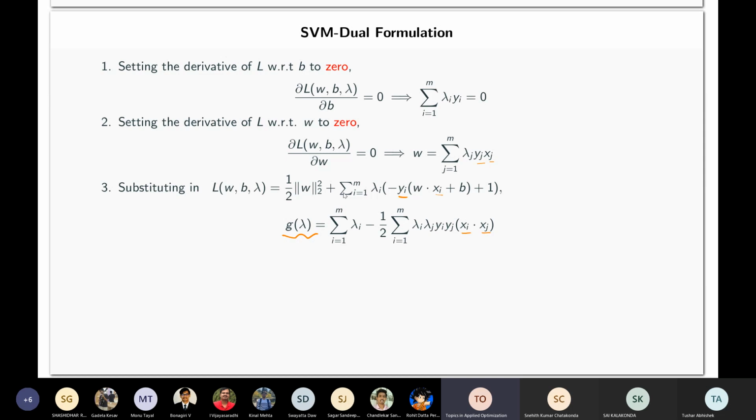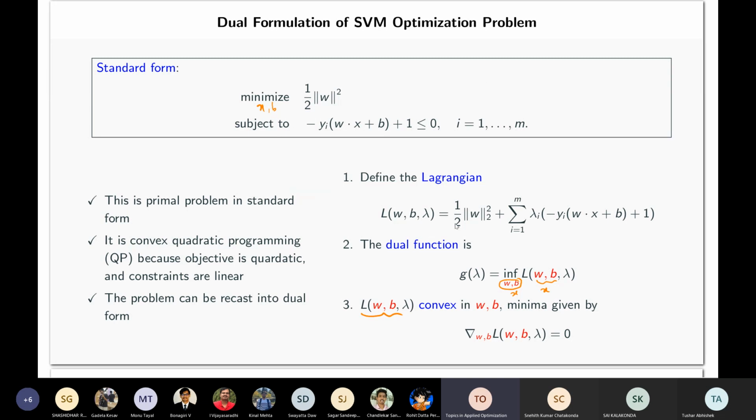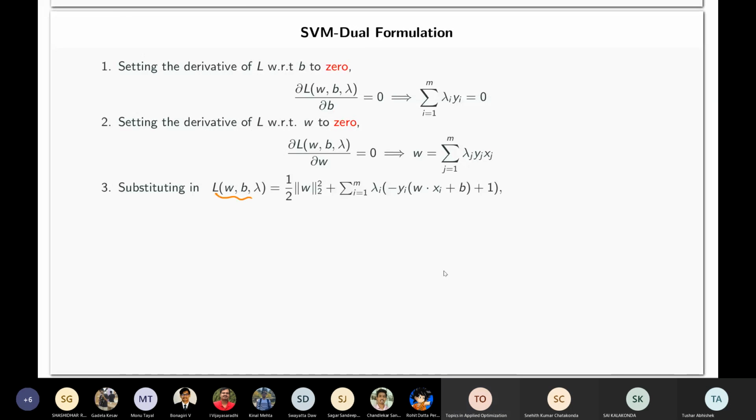It seems that the w is going to be 0. Why is that? Norm of w squared. That's not very clear, is it? Yeah, so these are the conditions given to us. So sum of lambda i yi is 0.